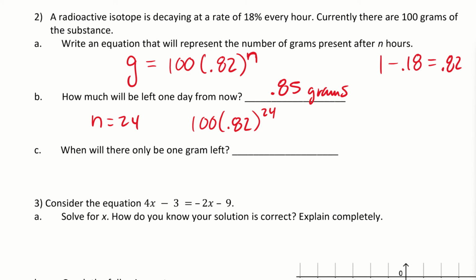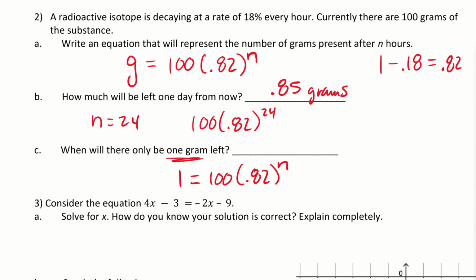So what we're considering is this. I want to know when there's 1 gram left. So I'm going to write 1 gram equals 100 times 0.82 raised to the nth power. So for this equation, what I'm concerned with is the value of n, right, that makes that right-hand side equal to 1.